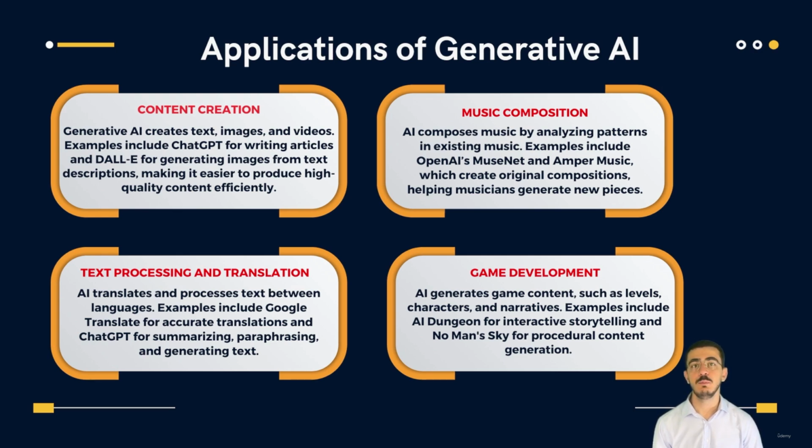Another one, music composition. AI's impact on the music industry is notable, with models such as OpenAI's MuseNet and Amper Music, which analyze patterns in existing music to compose new pieces. These tools offer musicians and composers the ability to explore new musical styles and ideas, facilitating creativity and production.